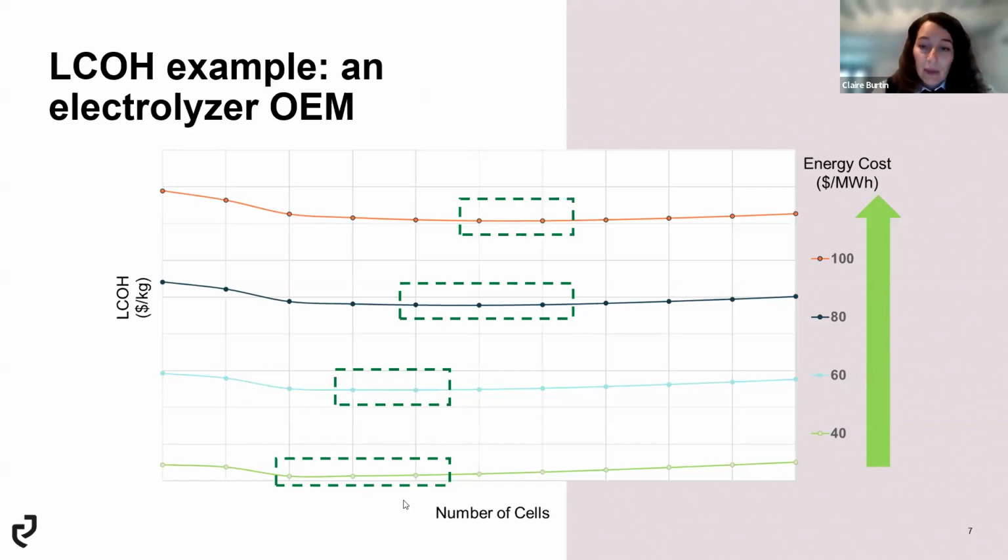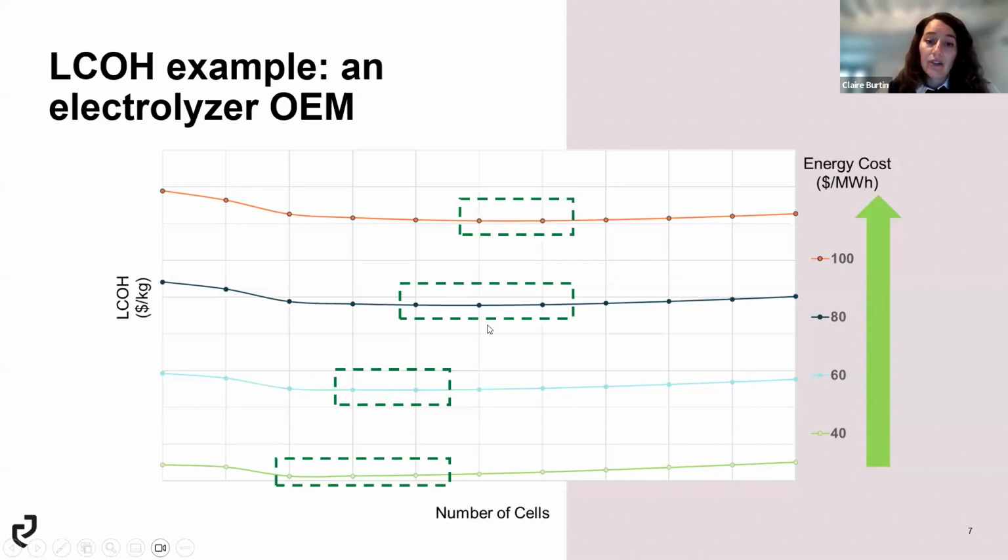So the graph, for example, is presenting different LCOH costs for different levels of energy input. The stack, so the electrolyzer system we're producing, is composed of a number of layers of different cells. And the more cells you add, the higher the efficiency is, but also the more expensive your electrolyzer is going to be. So you can see here LCOH as a function of the number of cells and a function of the cost of electricity, and we've run those calculations in several configurations.